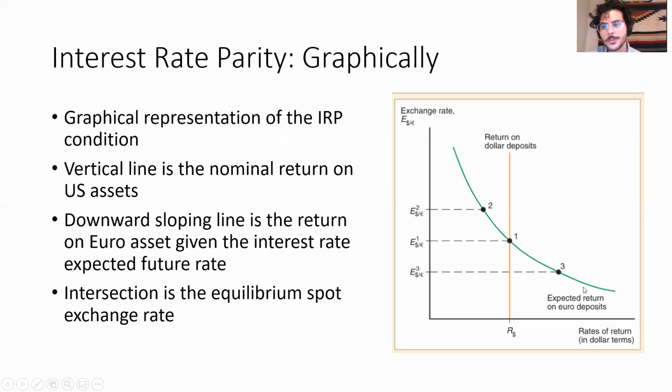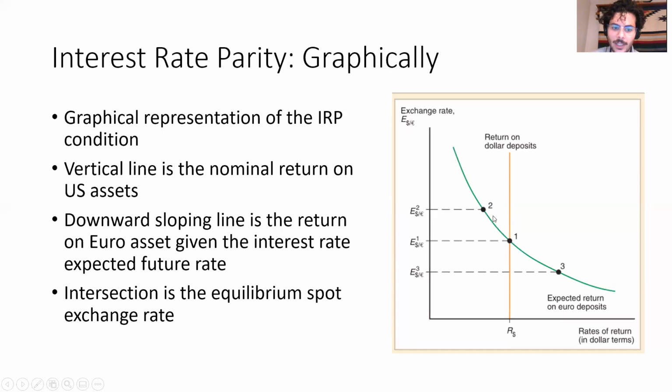So we can also represent interest rate parity graphically, which is going to be helpful for building out some intuition. On the y-axis here, we have the equilibrium exchange rate, and on the x-axis, we have the rates of return of the two assets. This vertical line is just going to be the nominal interest rate on the dollar asset. So this is just a straight line. It's just a fixed interest rate, and it can move up or down.